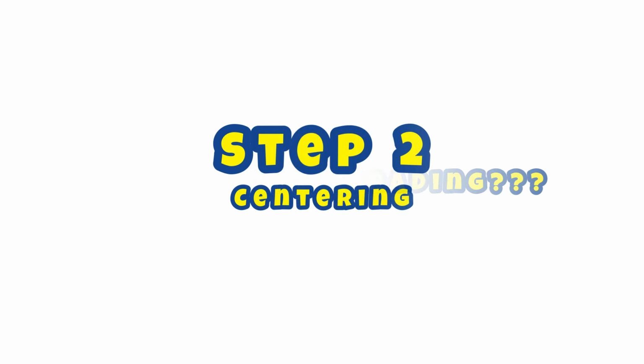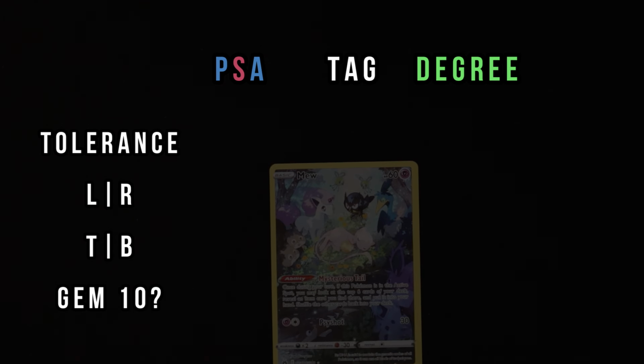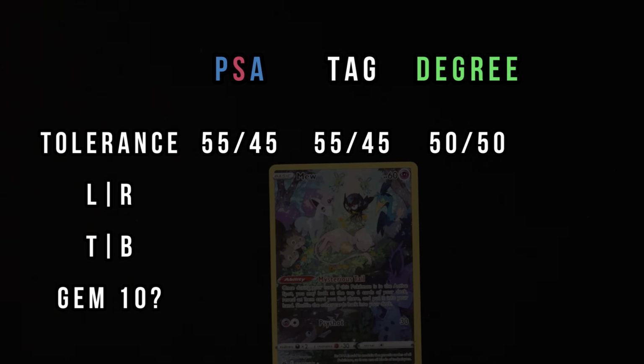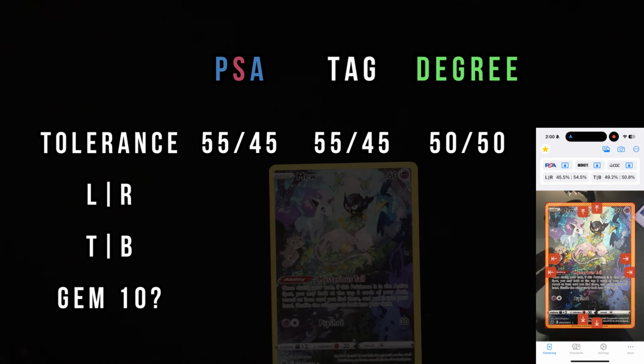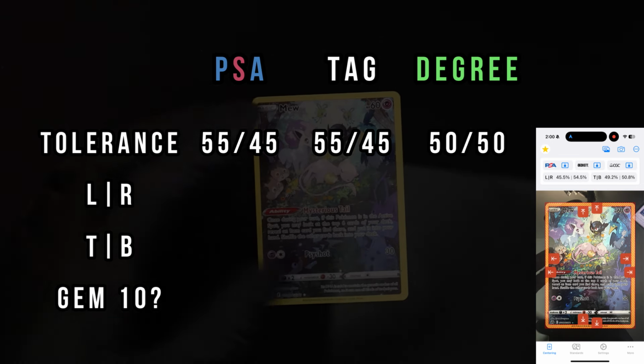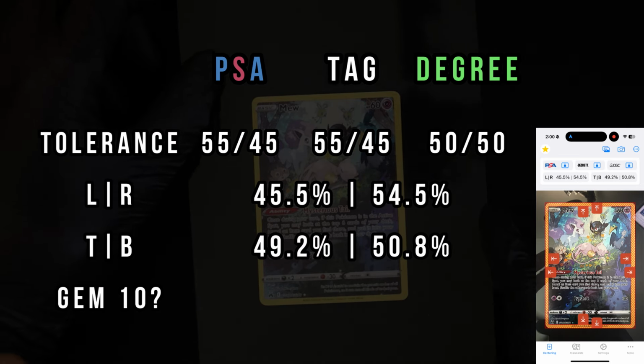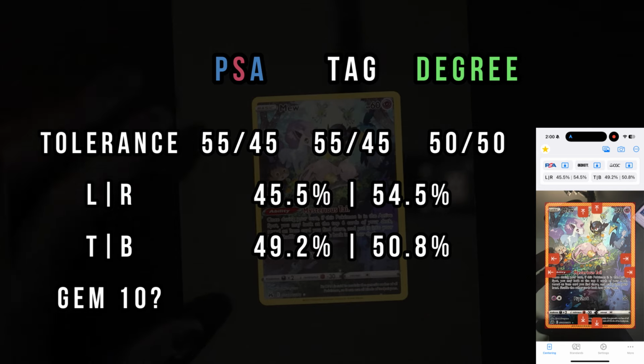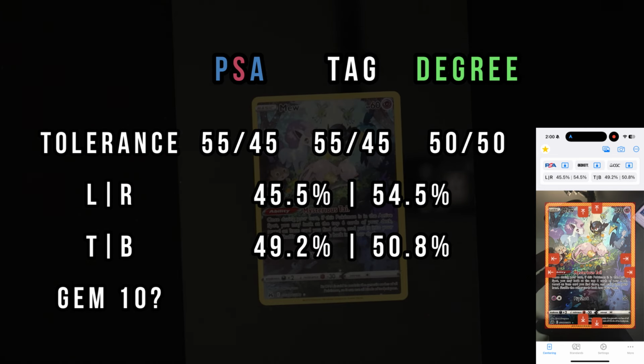Now on to step 2, this centering, which is my personal favorite part to do. As long as you can get the card laid down flat, you get a pretty good centering idea. But PSA and TAG have the same tolerance of about 10%. Degree, you have to have a perfect 50-50 for a gem mint 10. So not all gem mint 10s are created equal. Degree is at a higher standard from a centering perspective. On here, on the right hand side, we can see the picture that I took on the centering app tool.